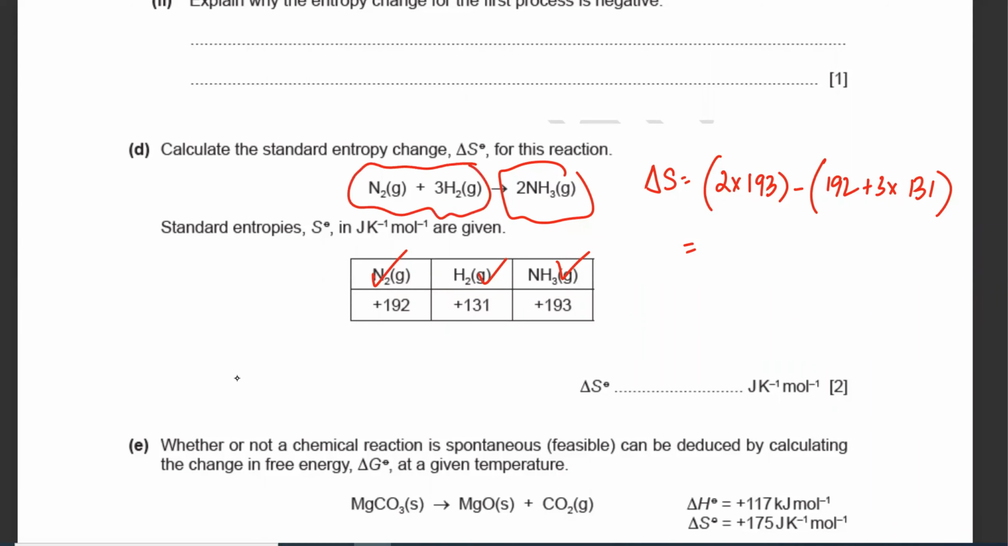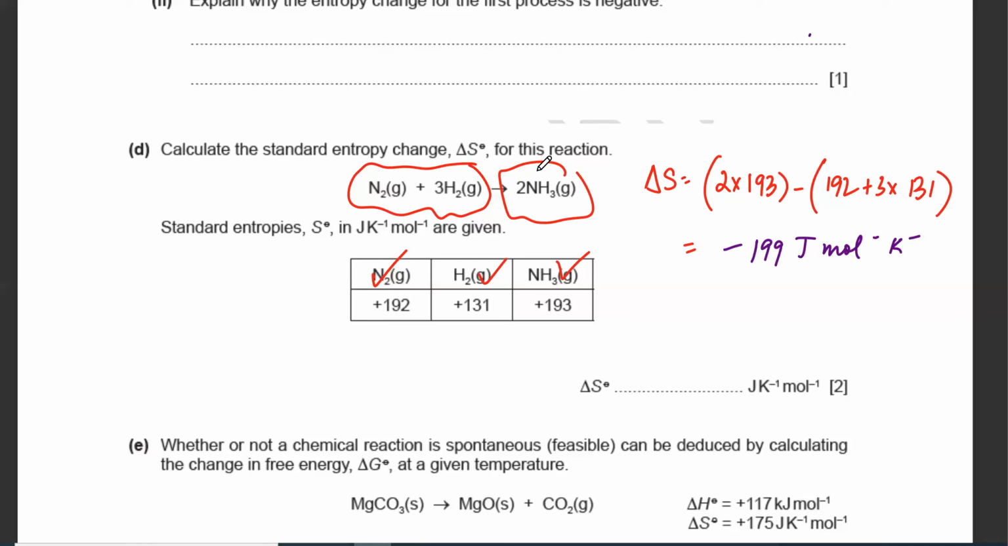So what is the delta S in this case? Negative 199 joules per mole per Kelvin. So that's your entropy change. Again, it's negative. So why is it negative over here? It's gases turning into gases. Why is it negative? Because of the moles of gases on each side.